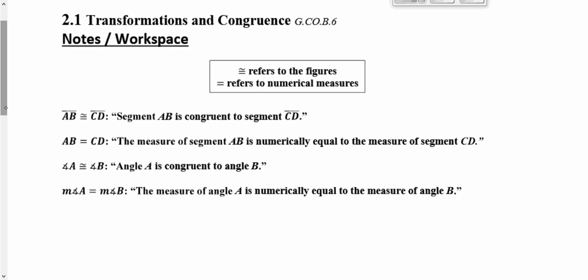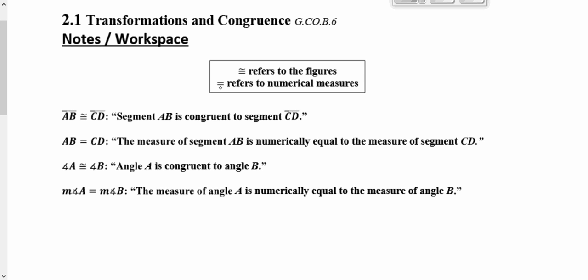So if you look here on our notes page, congruent refers to the figures themselves, right? Like triangle ABC congruent to triangle DEF, okay? Or segment AB congruent to segment ST, right? You're referring to figures being congruent. Now, what does it mean to be congruent? It means that they have the exact same numerical measure. Now, when we're talking about numerical measurements, that's when we use an equal sign. You get the distinction here?